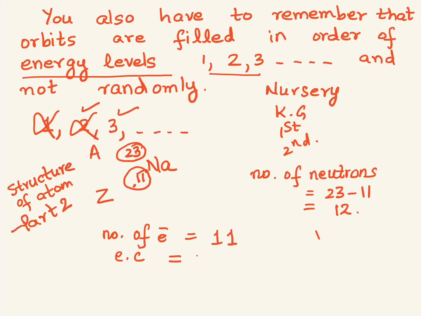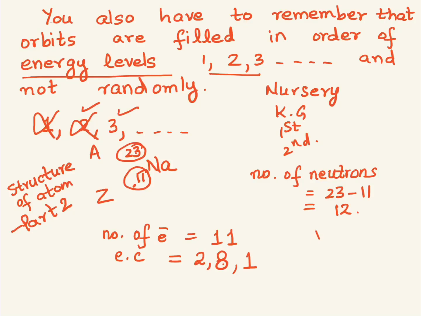First orbit, you put 2 electrons. You cannot put more than 2. You can put less than 2, but only when the first orbit is full will the electrons start going into the second orbit. Okay, the second one can accommodate a maximum of 8. So 8 plus 2 gives me 10. We are left with how many electrons? 1 electron. So the electronic configuration of sodium becomes 2, 8 and 1.